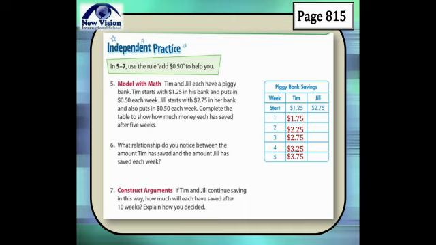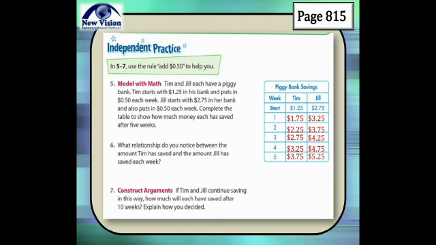Next for Jill, she started at $2.75. So same, we will add 0.50, so that would be 3.25 plus 0.50, 3.75 plus 0.50 equals 4.25 plus 0.50 equals 4.75, and the last amount is 5.25.